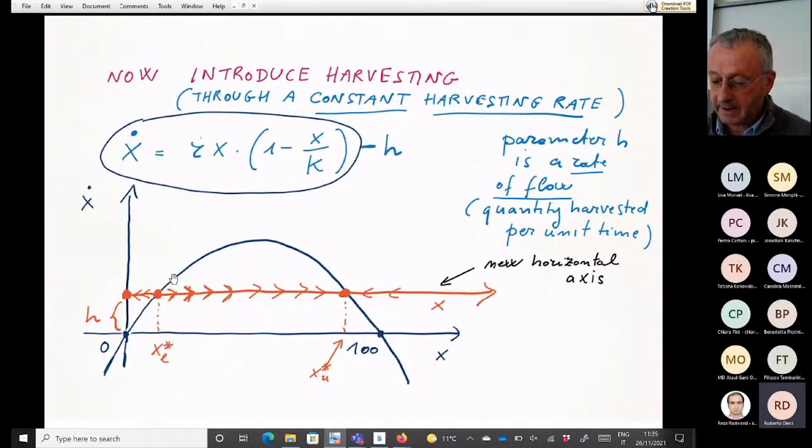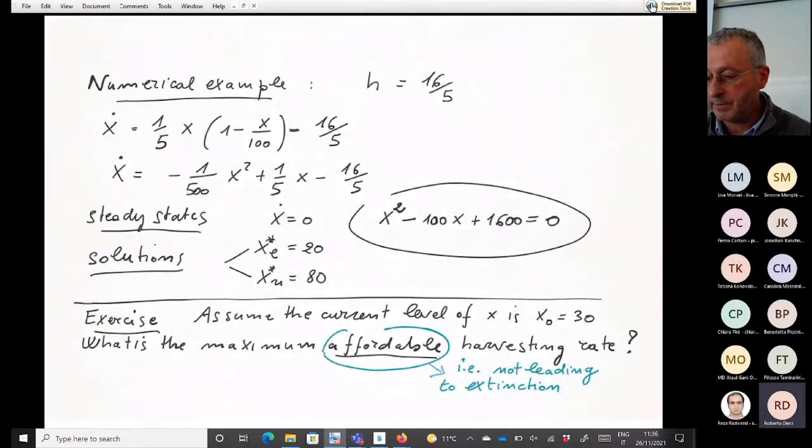So, for instance, regarding this model, we can solve some simple numerical examples. If the harvesting rate is about, say, 3 per unit time, the equation looks like this. It is a parabola which has these coefficients. If we solve the quadratic equation, we find two steady states. One is 20 and one is 80, as supposed in the previous qualitative analysis. This is 20 and this is 80.